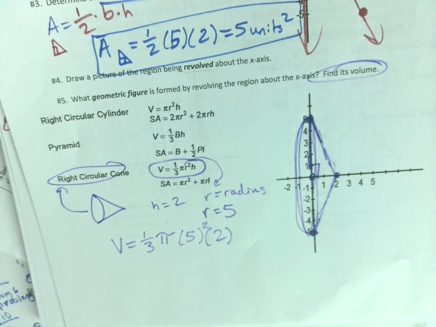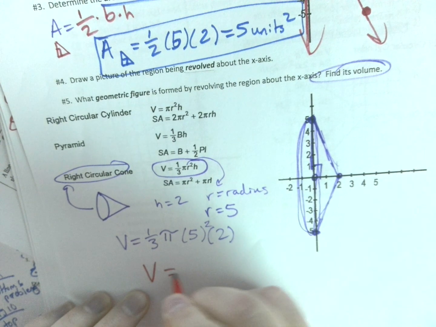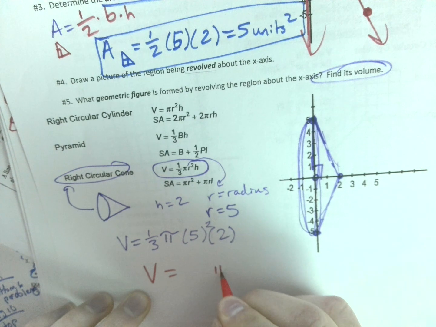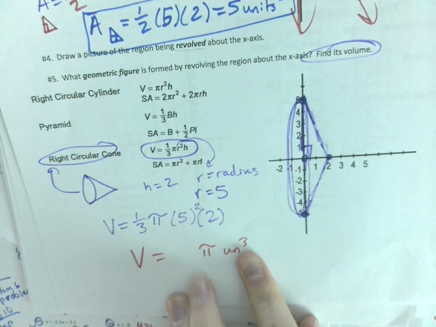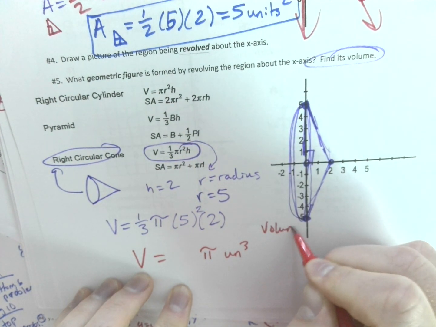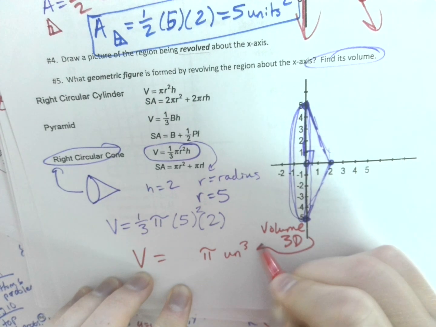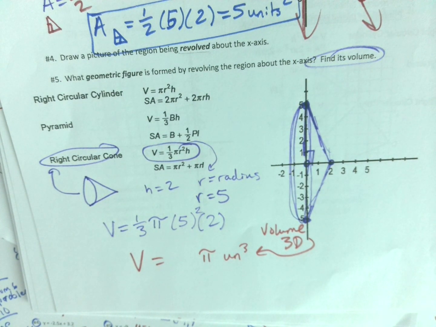So just focus on 1/3 times 5 squared times 2. I'll let you guys see what you get. I won't give you the answer, but if you want to know what the answer should look like, something pi, units, not squared, but cubed, because we're talking volume, which is 3D. We're in the third dimension finally.